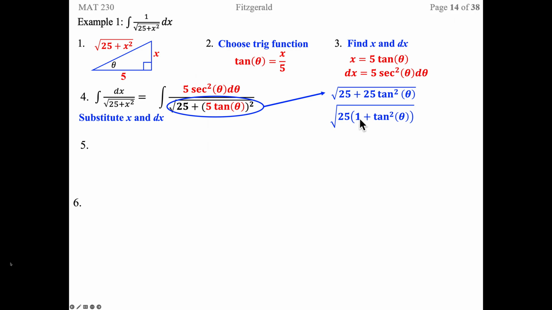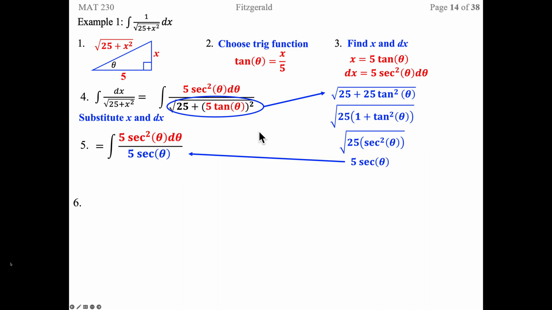Oh wait, that's a Pythagorean identity. 1 plus tangent squared theta is secant squared theta. Now that everything's being multiplied together, I can take the square root of 25, which is 5, and the square root of secant squared theta, which is secant theta. That entire ugly square root simplified to 5 secant theta.